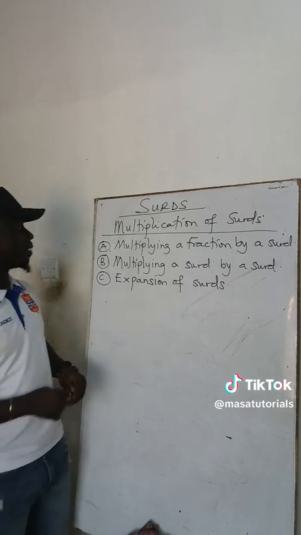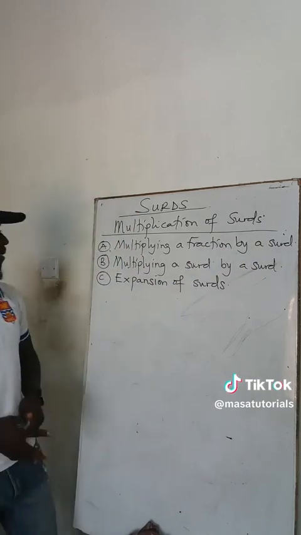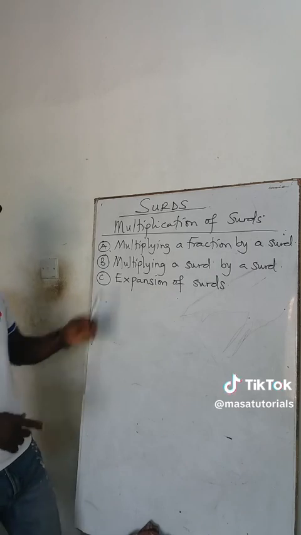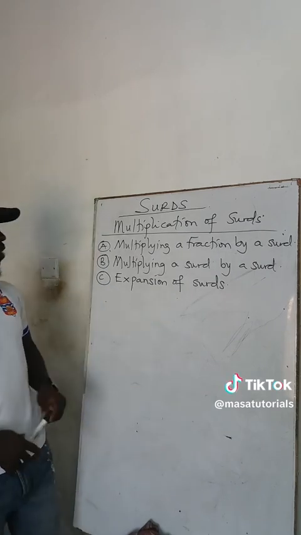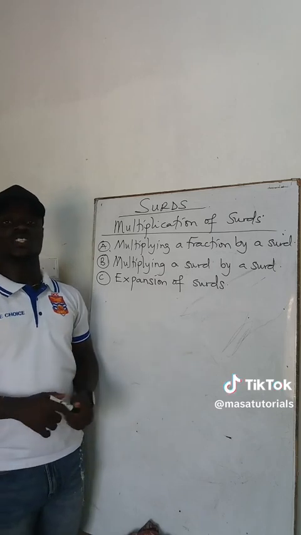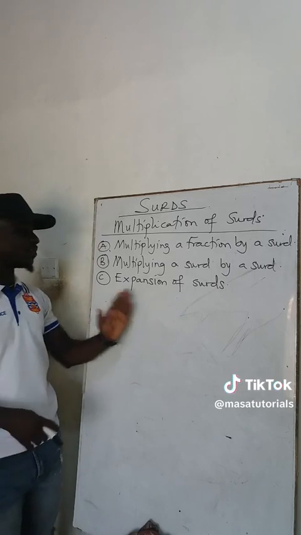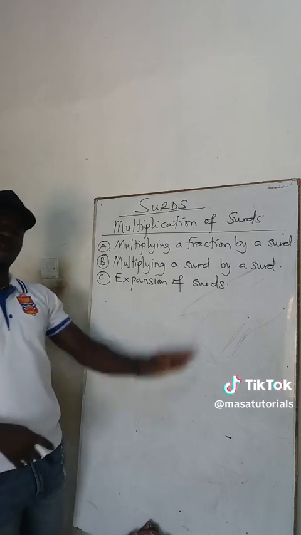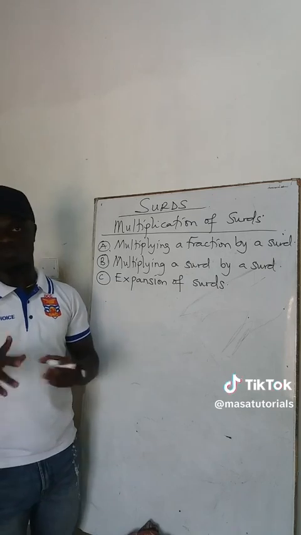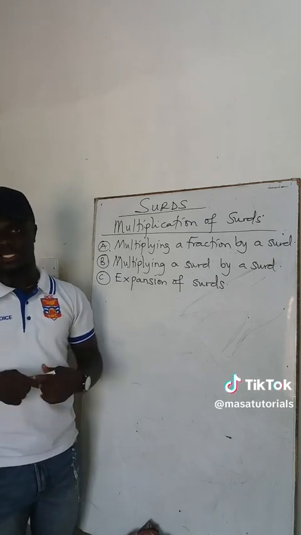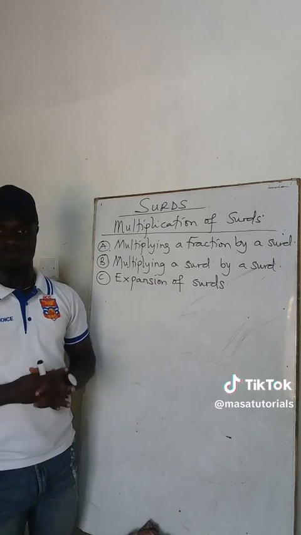So the first one will be dealing with what? Multiplying a fraction by a set. Then the second one, which is B, multiplying a set by a set. Then the third one, which is what? Expansion of sets. And in this expansion of sets we will be seeing type 1, type 2, type 3, then type 4. So we have a lot to do here. So follow me gradually, then we dive through these lessons beautifully. Alright, so let's proceed.